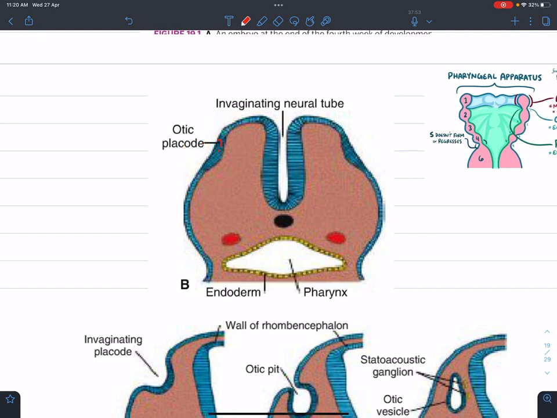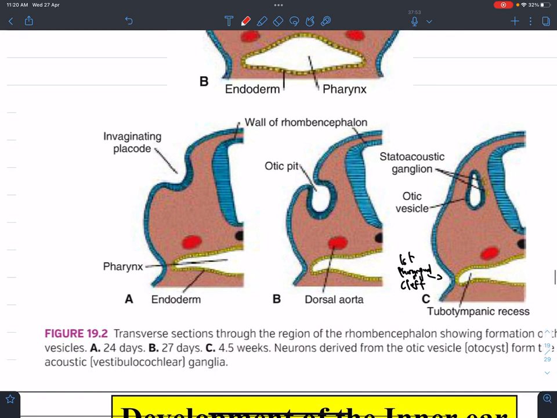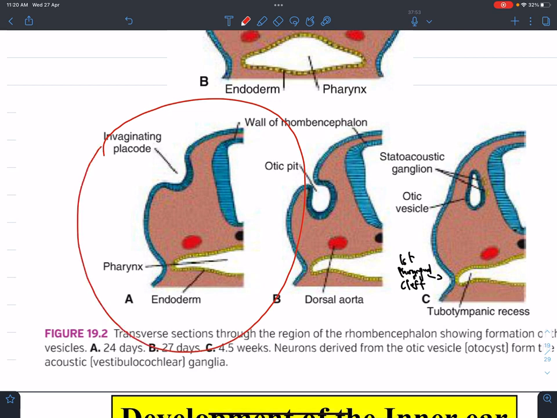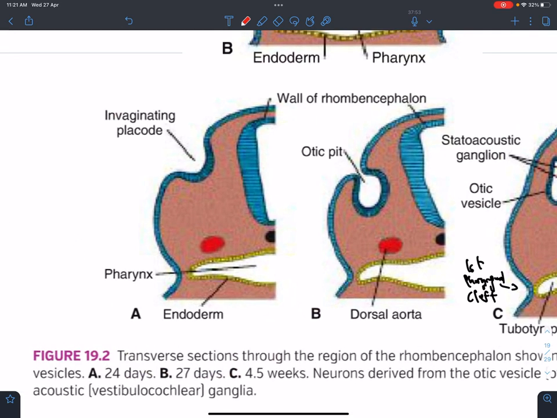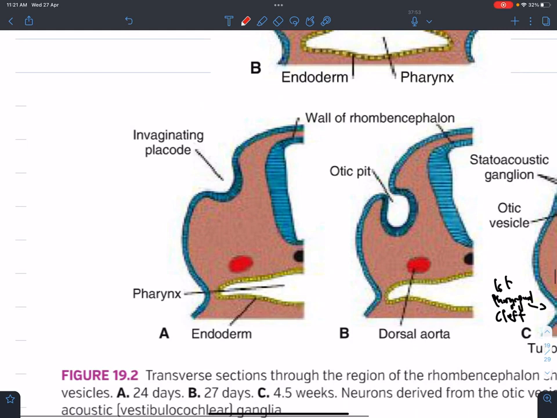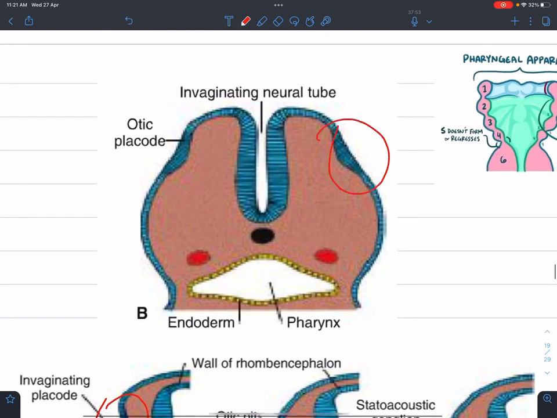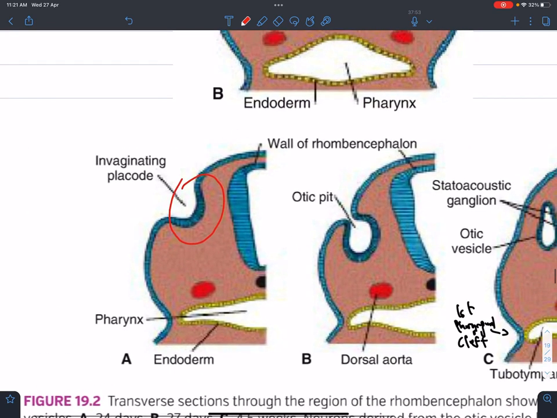So let me show the next picture, right? Because this is invaginating. Once it separates itself, we can see the rhombencephalon. Let's look at picture A. You can see that the surface ectoderm is thickening on each side of the rhombencephalon. They're thickening to form a placode, just like the development of the lens. Note that placode means thickened portion of ectoderm. But this thickened portion of ectoderm, this placode, is going to give you the future inner ear.